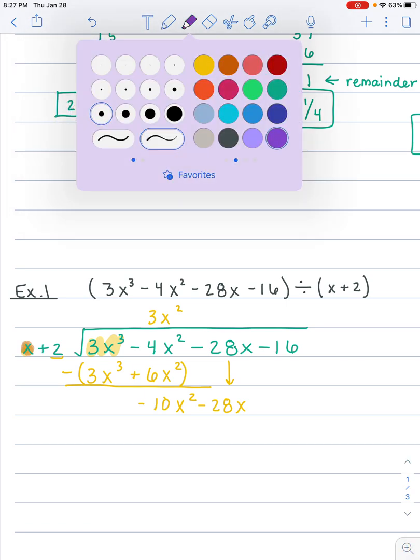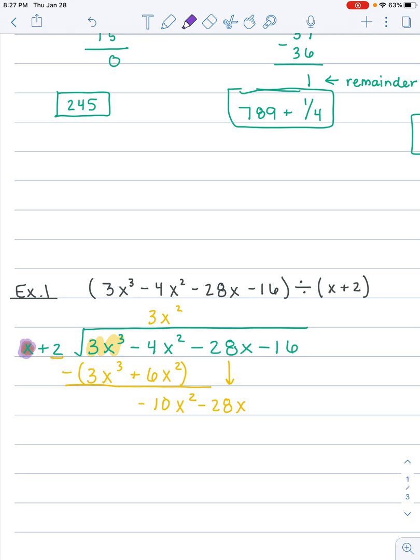Okay. We are trying to get this x to match up with negative 10x squared. How can I make x look like negative 10x squared? I can multiply by negative 10x. So negative 10x times x is negative 10x squared. Negative 10x times 2 is negative 20x. And we're going to subtract them.